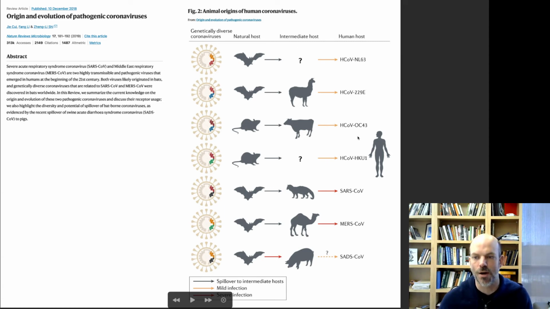So a lot of these now cause basically common colds. They don't cause serious illness. But when they first jumped to humans, which might have been 100 years ago, multiple hundreds of years ago, maybe thousands of years ago, maybe they did cause a pandemic, and those events have been lost to history.